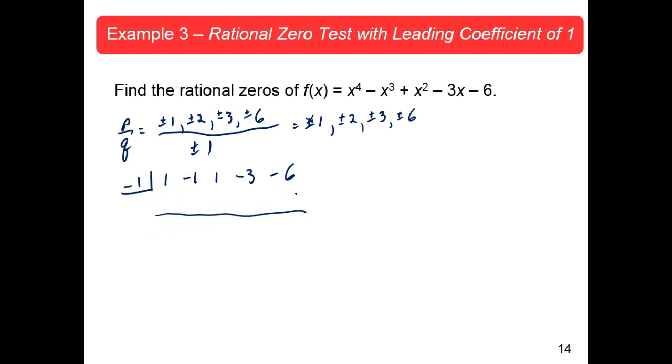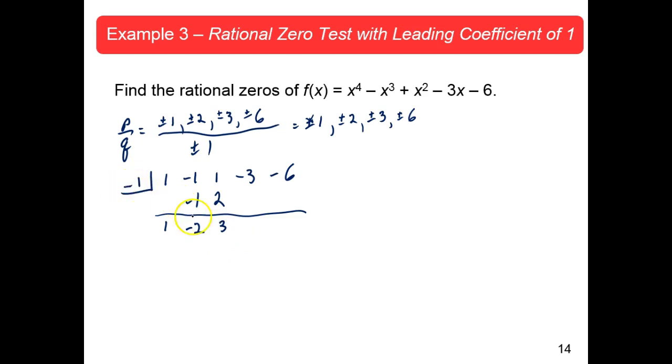Skip a line, draw a line. That's my little rule. The book never uses it. And then you do what? Bring down the 1. Multiply, and you get negative 1. Then add, and you get negative 2. Then you get 2. You add, and you get 3.